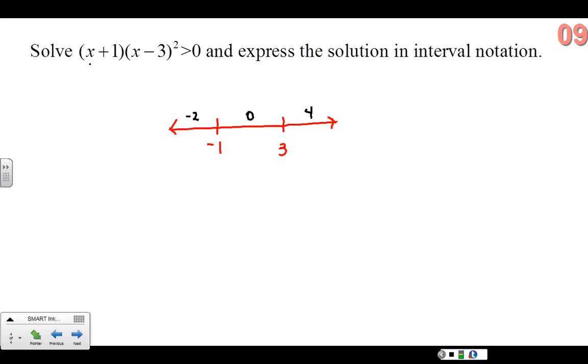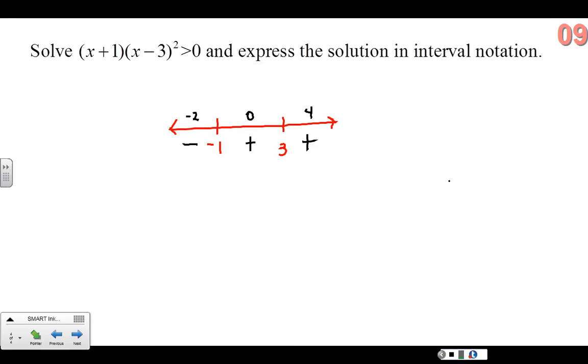So if we plug negative 2 into that, negative 2 plus 1 gives me a negative, so that's going to be negative in that interval. 0, if I plug 0 in, that gives me a positive 1. And if I plugged in 4, that gives me positive as well. So in this case, we want to know where this expression was greater than 0. So where is it positive? Well, it's positive from negative 1 all the way to infinity.